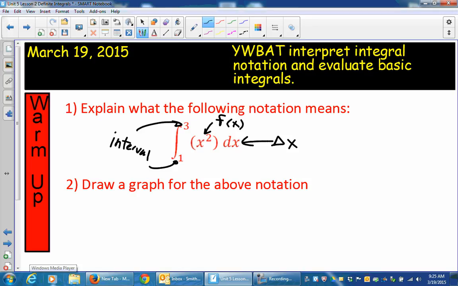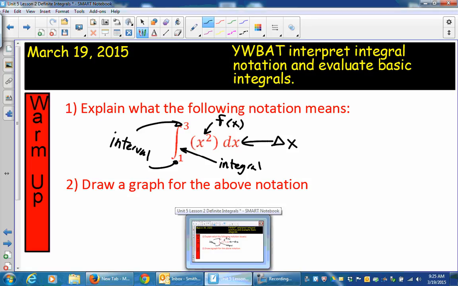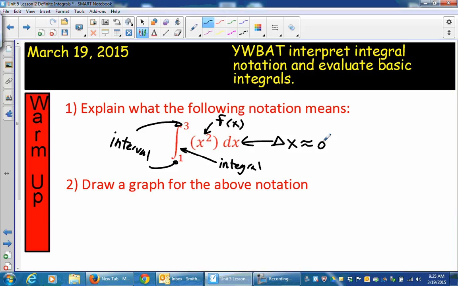Okay, so the symbol is telling you that we are dealing with the integral. Ruth? Change of x is very small, so this is essentially 0. Squiggly, approximately. Yeah. That is not equal to, it's approximately.